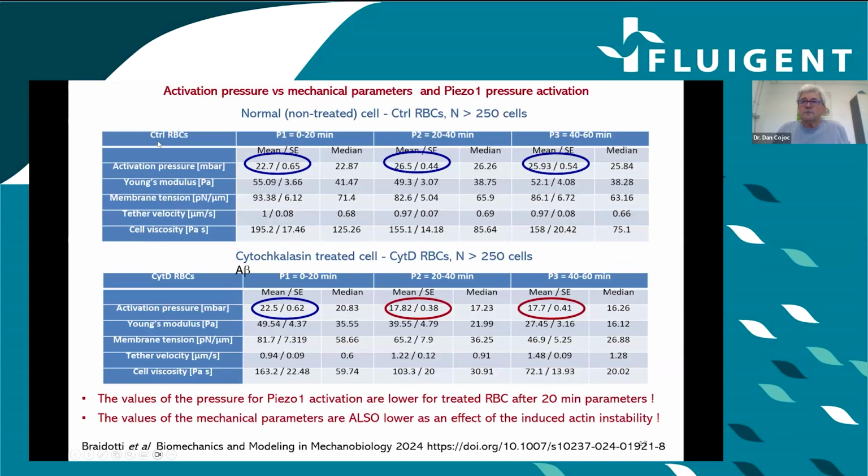Now, here are the results for control cells and for treated cells. We considered quite a big number of cells, more than 250 cells. So these columns refer to the time periods: from 0 to 20 minutes, 20 minutes to 40 minutes, and 40 minutes to 60 minutes. What we can see is that indeed the values of the pressure for Piezo1 activation are lower for treated red blood cells after 20 minutes. The values of the mechanical parameters are also lower as an effect of the induced actin instability.